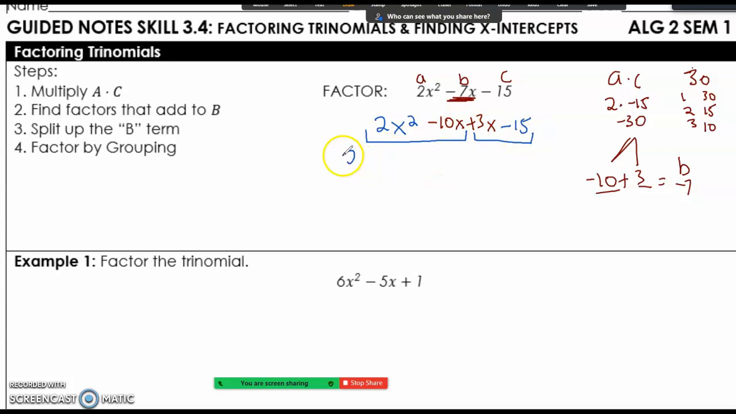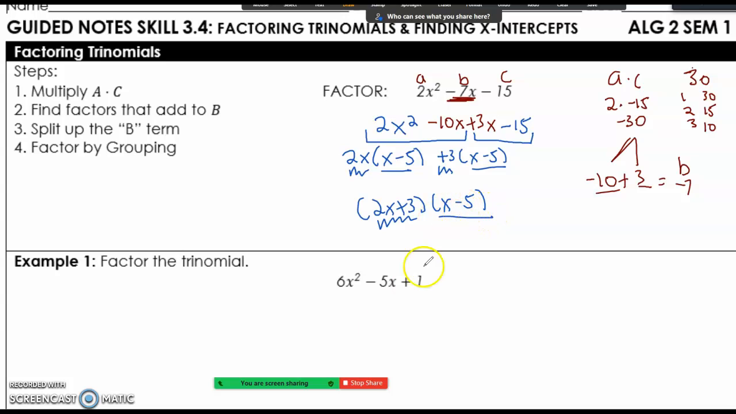So I should be able to get my matching and my leftover. I can pull out a 2x, and I can pull out a positive 3. I get my matching and my leftovers, and we're rocking and rolling once we have 4 terms, because that's what we're used to doing. So here's my leftover, my matching.